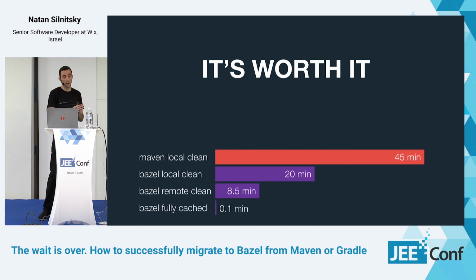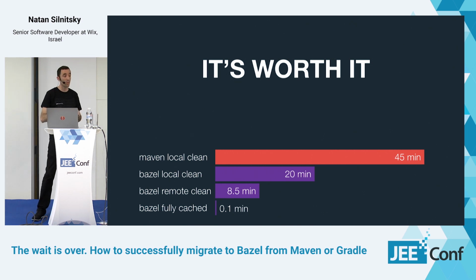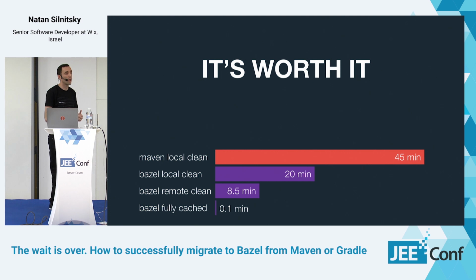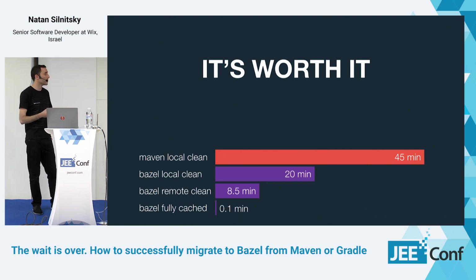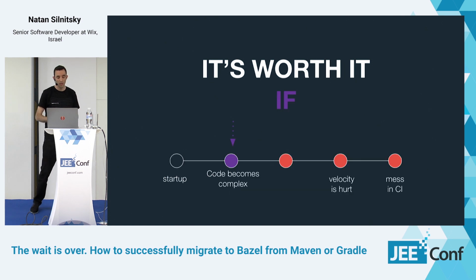But you're still limited to the number of cores on your machine. Now if we send it to remote execution, you already drop it to 8.5 minutes. And of course, when you run it again after you finish the first one, you see that Bazel only needs a few seconds to understand that nothing has changed, and it will return quickly.